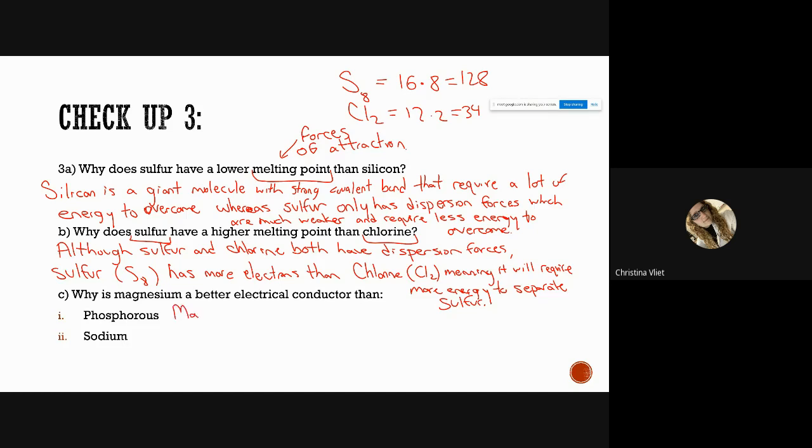Magnesium, so what are you comparing? You're comparing magnesium as a metal, whereas phosphorus is a non-metal. Why is magnesium a better electrical conductor than sodium? The second question. Is it more electrons or is it because it's an alkaline earth metal? So there's more electrons. Be careful.